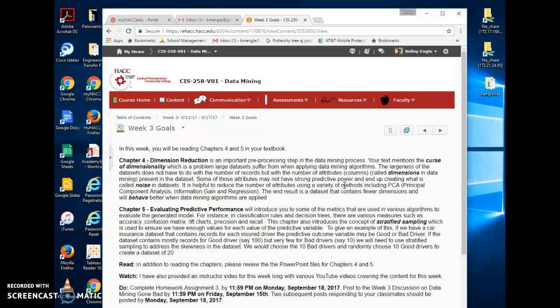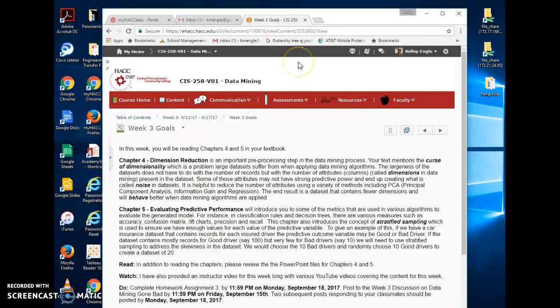It is actually a really important part, especially as you start working on your projects. You're going to find that there's lots of data sets out there with tons of data, but you want to make sure that whatever data you are using, that it's going to end up giving you good results in the end. So you're going to learn a little bit more about this dimension reduction issue.